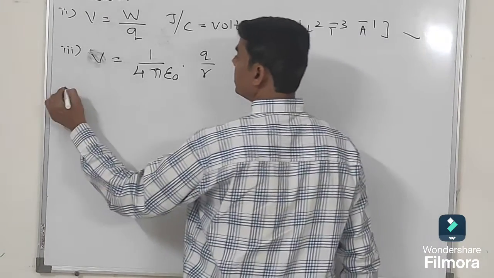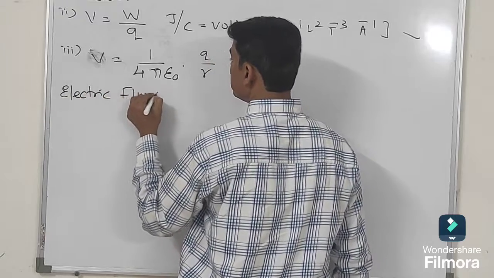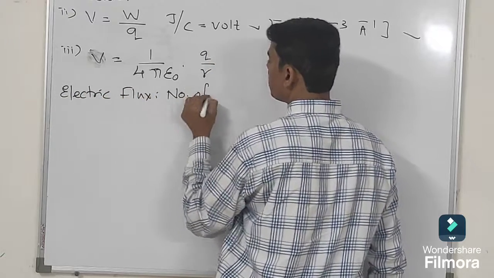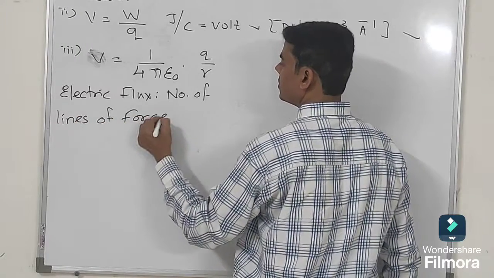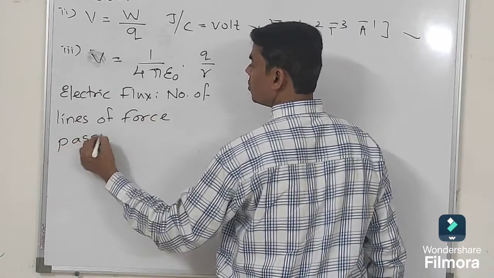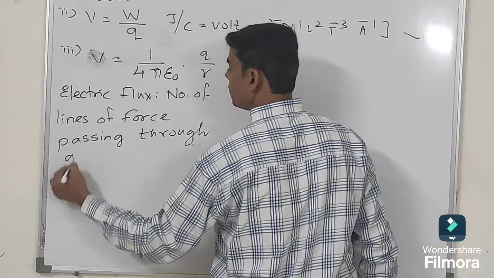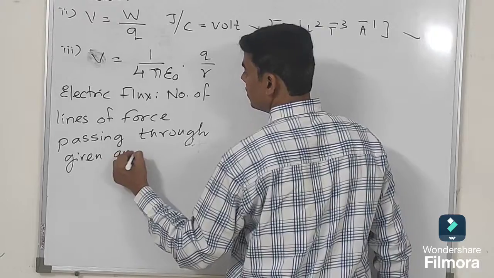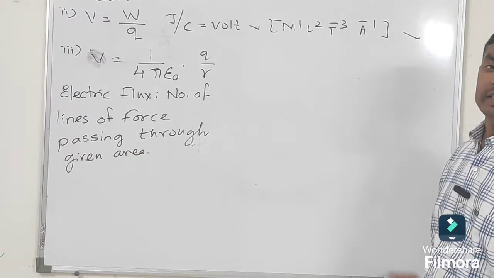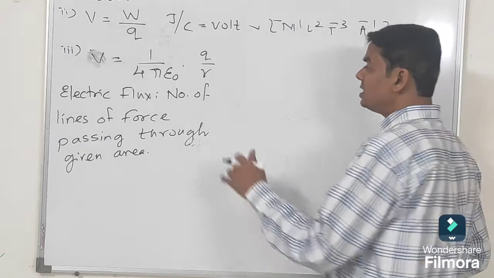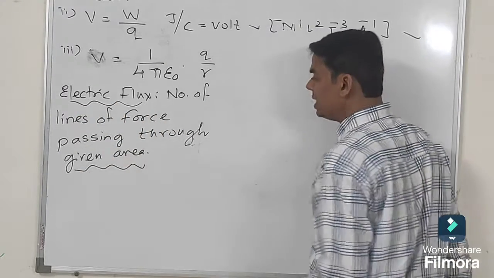Then we are going to find electric flux. What is electric flux? It is the number of lines of force passing through or coming out normally through a given surface area. When it was unit surface area, it is electric intensity or electric flux density. But what is electric flux? The number of lines of force passing through a given area.